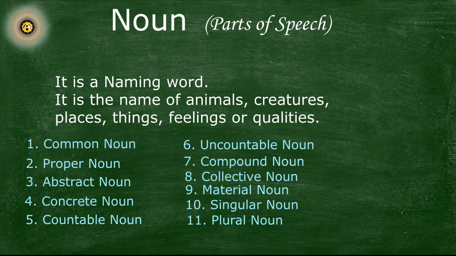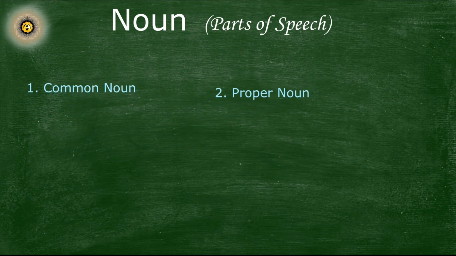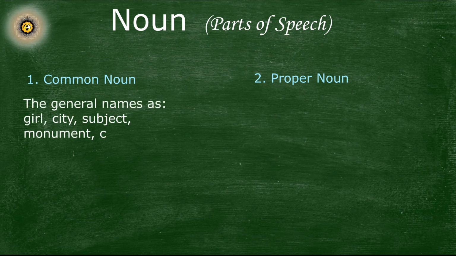First, let's see the common and the proper noun. So the common noun is basically the general names, as for example, girl, city, subject, monument, country, and so on. So the general name. And then there is proper noun. They are specific names. For example, if you're in a room, there are girls. So when you are going to say girl, so if there are 10 of them, you're going to call each one of them girl. And that is the common noun that we just have discussed, right?